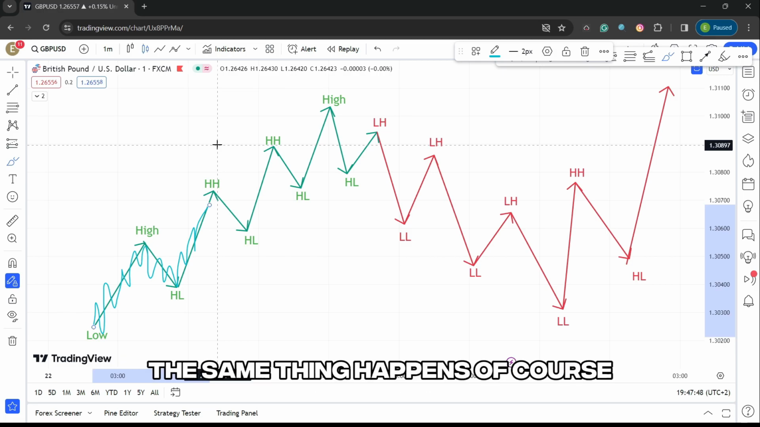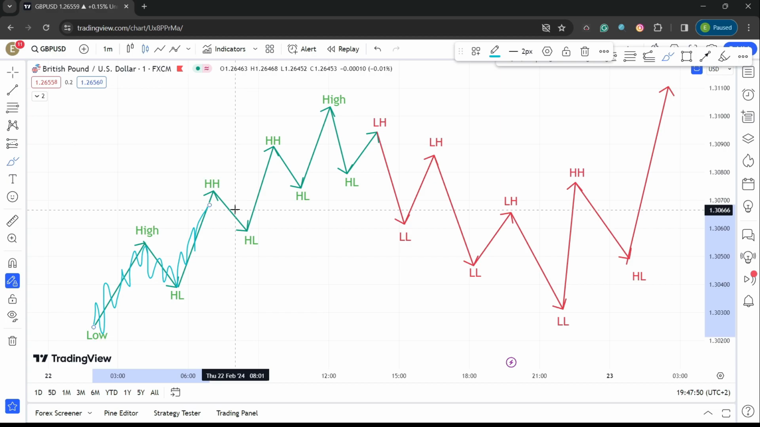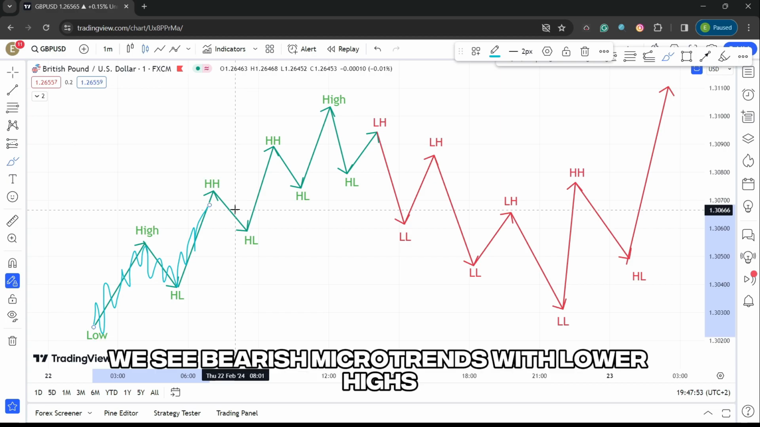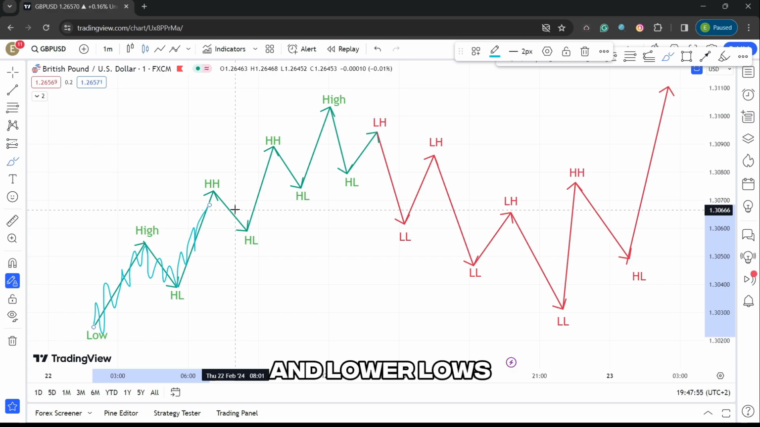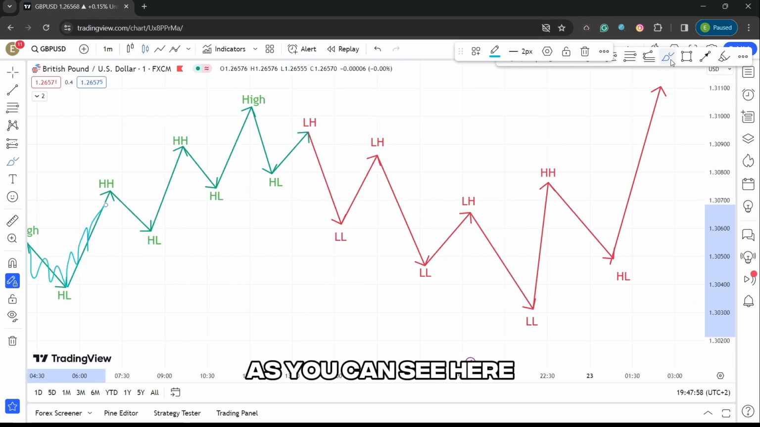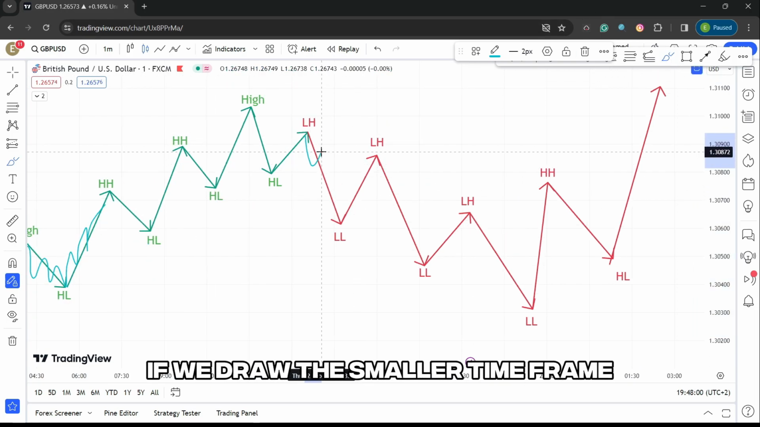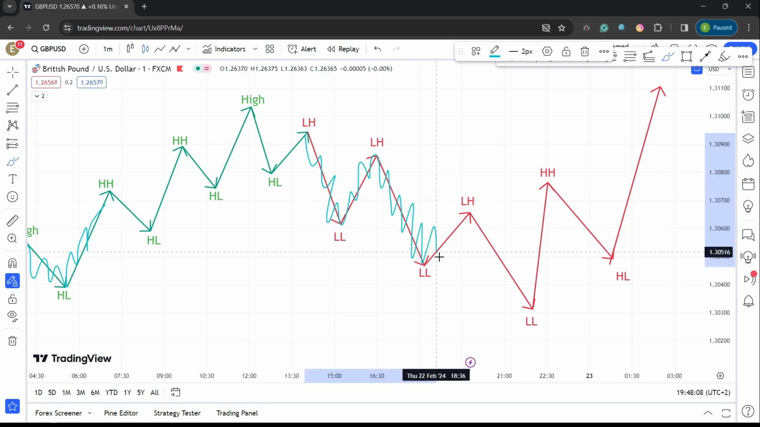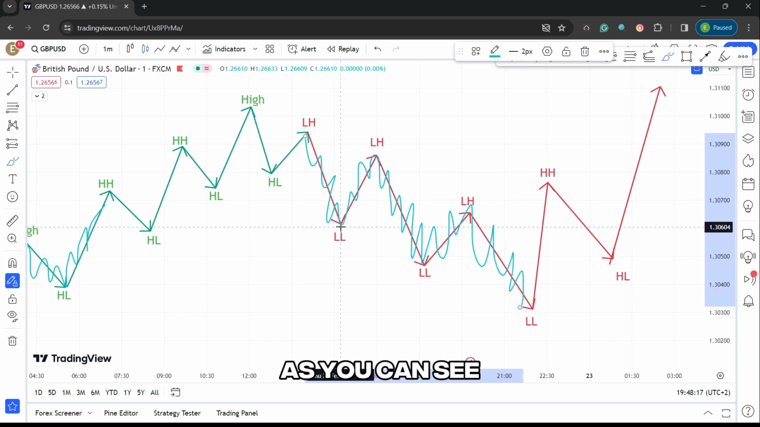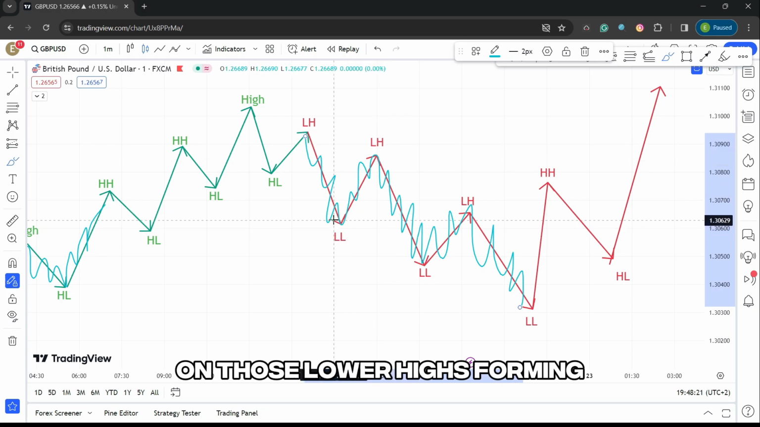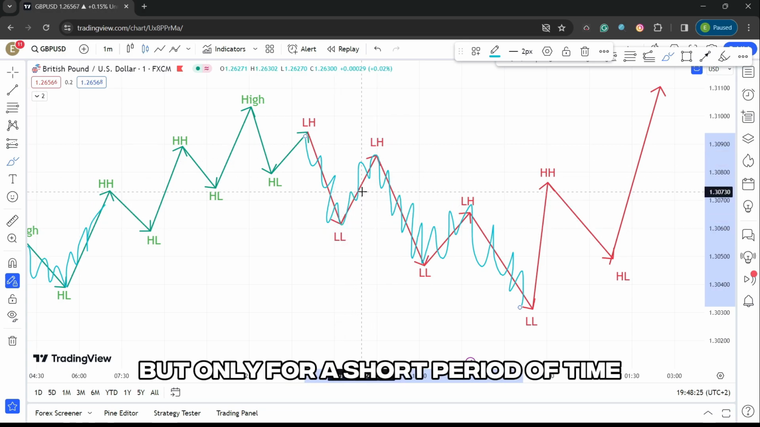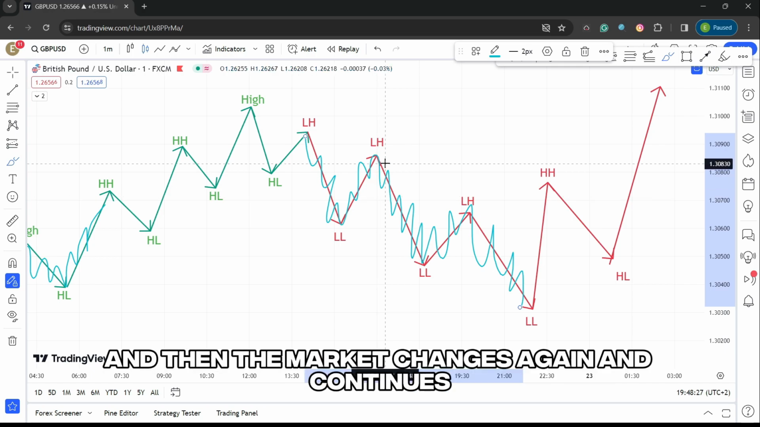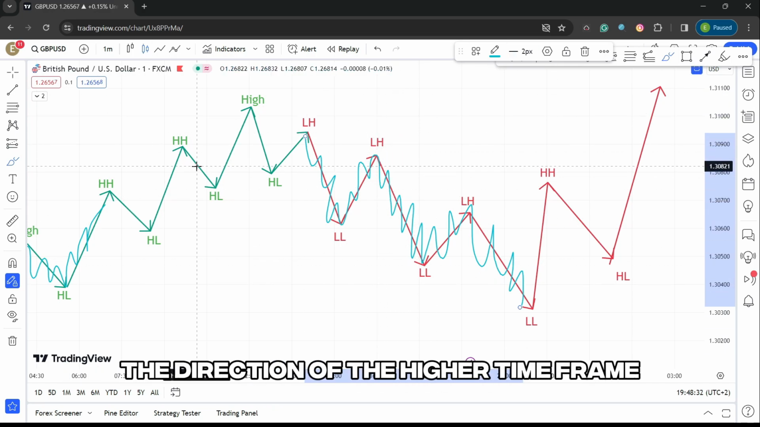The same thing happens of course with lower lows and lower highs, but on these movements we see bearish micro trends with lower highs and lower lows. As you can see here, if we draw the smaller time frame, it will look like this. As you can see, on those pullbacks, on those lower highs forming, we have a bullish trend, but only for a short period of time, and then the market changes again and continues in the direction of the higher time frame.